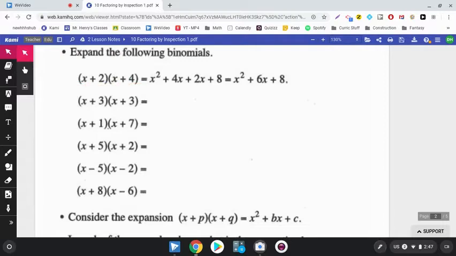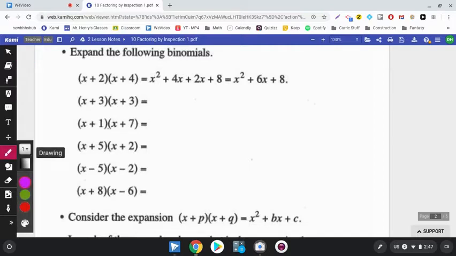I'll do the next one, x plus 3 and x plus 3. Well, that would be x squared plus 3x plus another 3x plus 9. So your answer of x squared plus 6x plus 9. So the question is, where did that 6x come from? Where did that 9 come from?